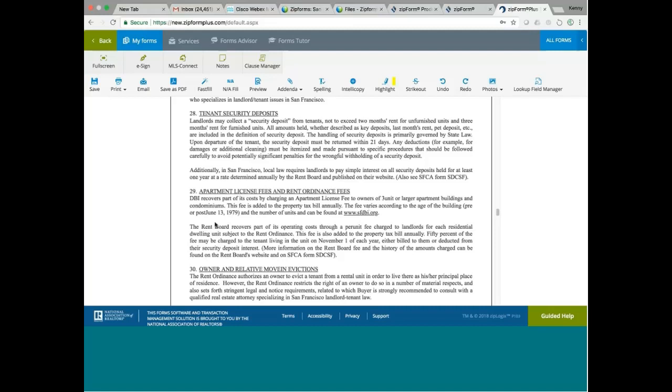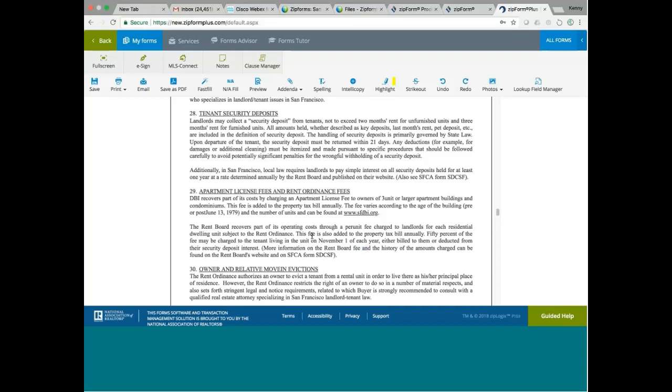It says here the rent board recovers part of its operating costs through a permit fee charged to landlords for each residential dwelling unit subject to the rent ordinance. This fee is also added to the property tax bill annually. 50% of the fee may be charged to the tenant living in the unit on November 1st of each year, either billed to them or deducted from their security deposit interest.